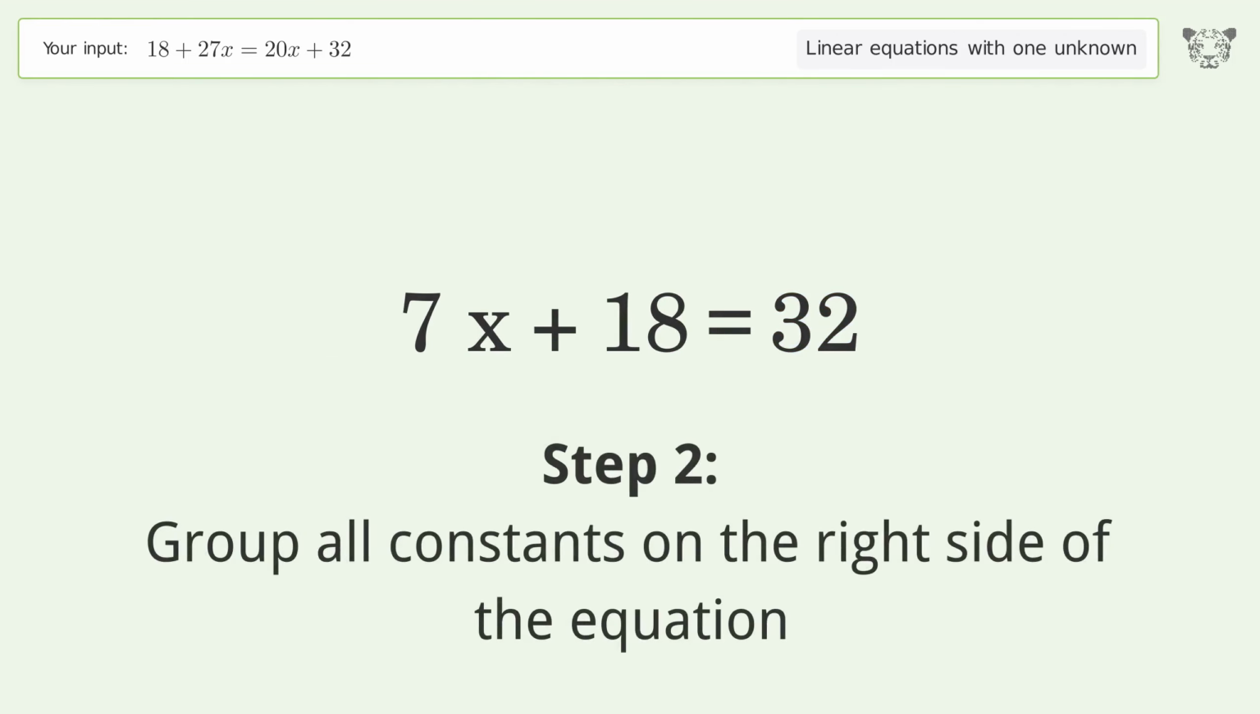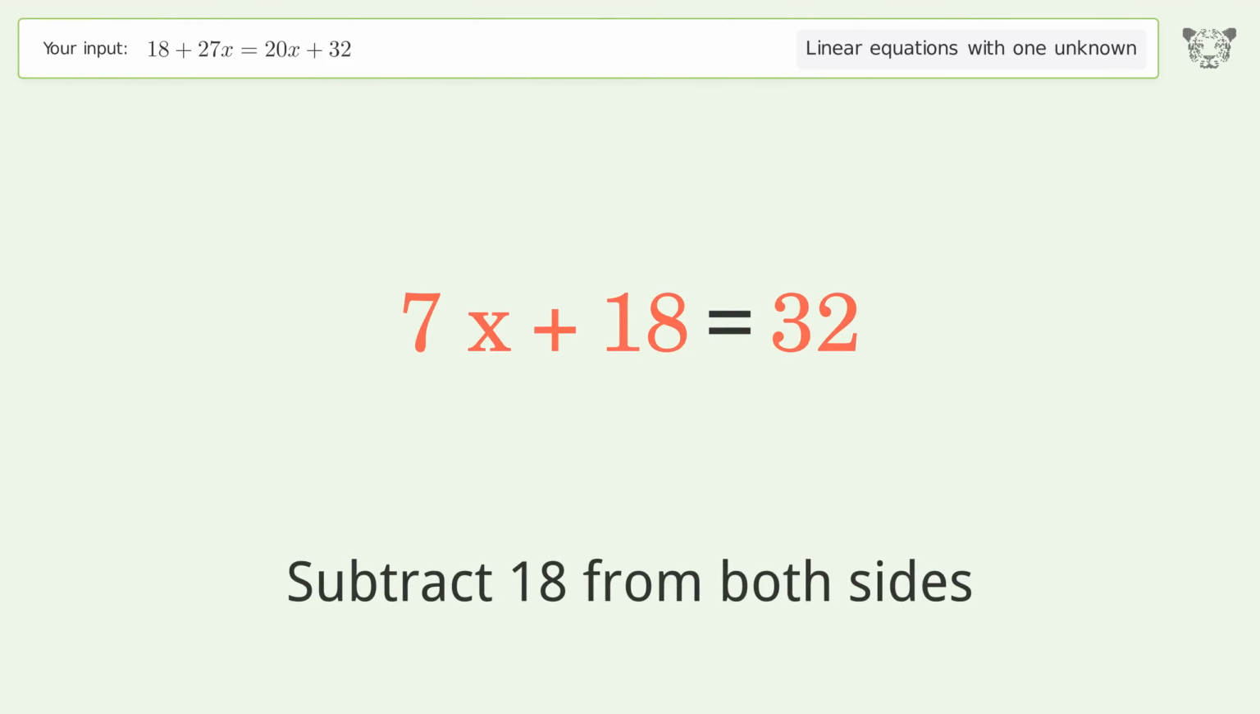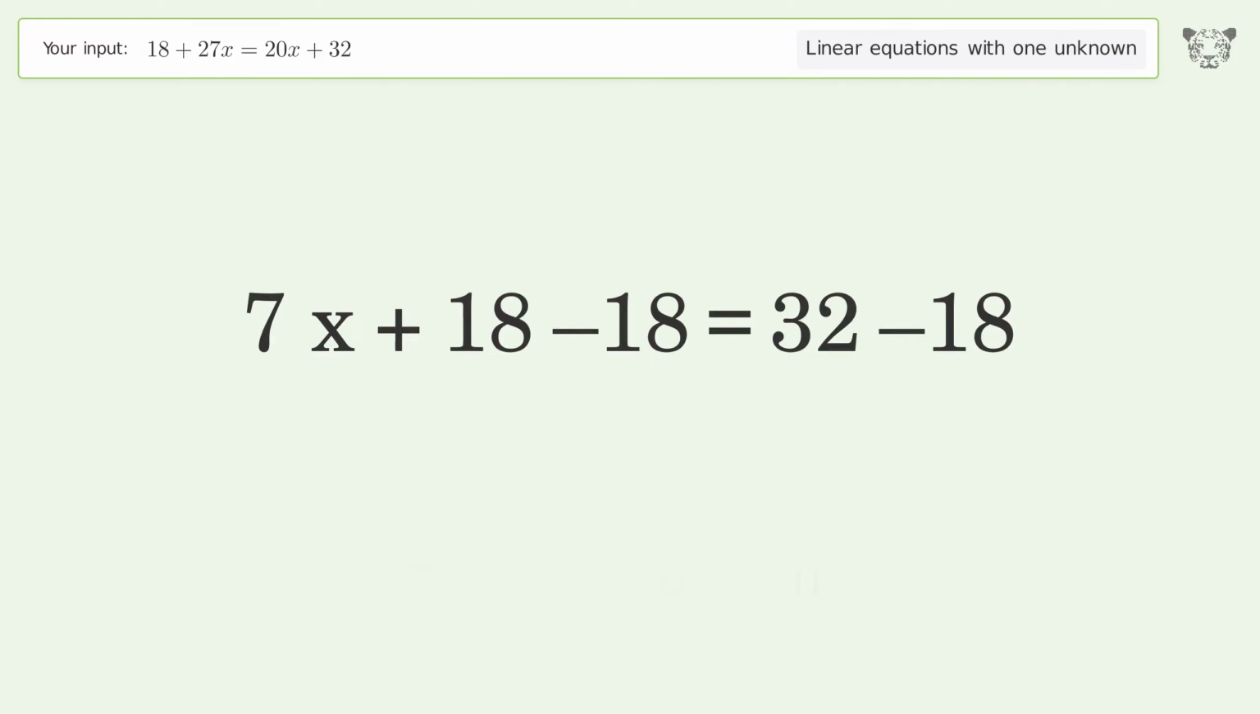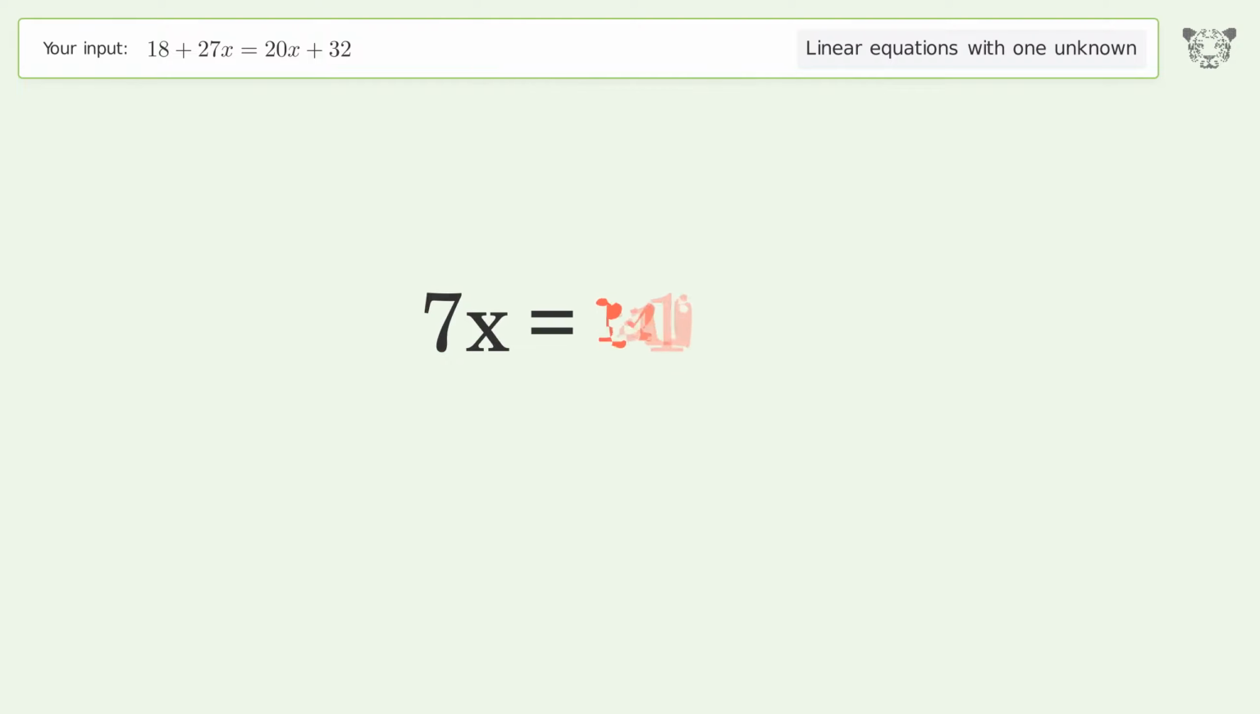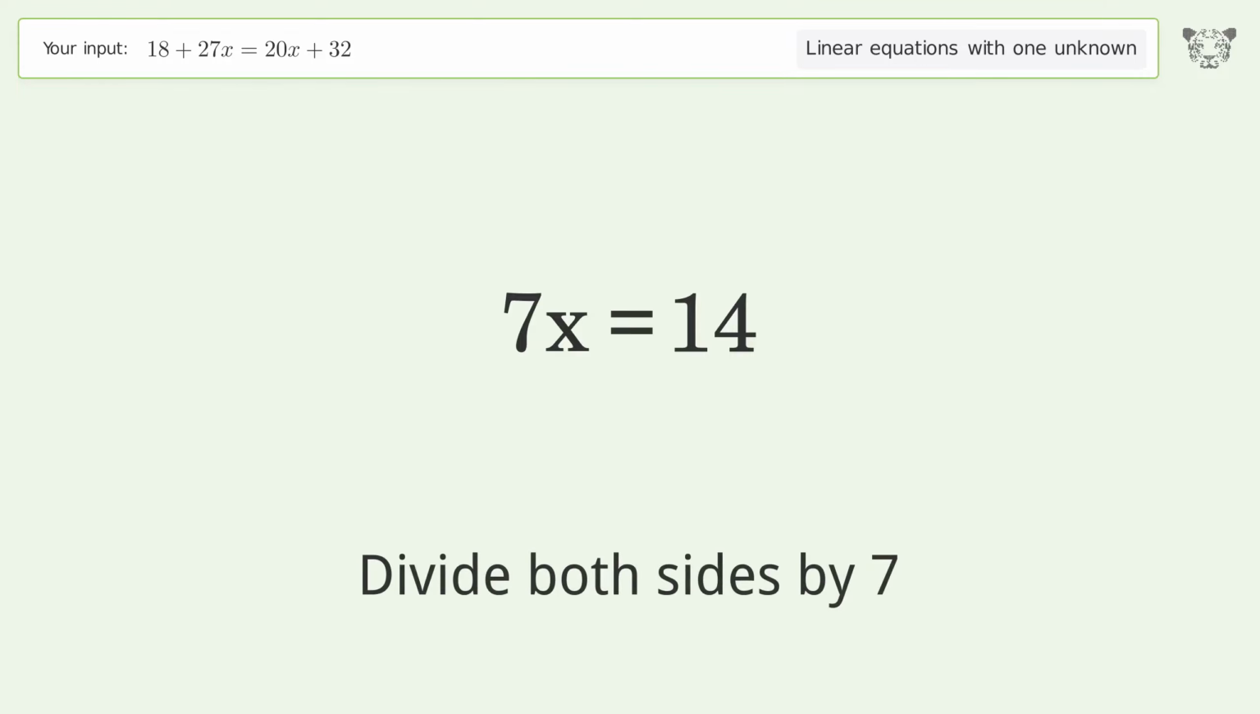Group all constants on the right side of the equation. Subtract 18 from both sides. Simplify the arithmetic. Isolate the x. Divide both sides by 7.